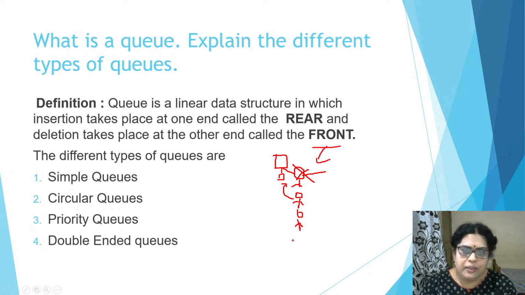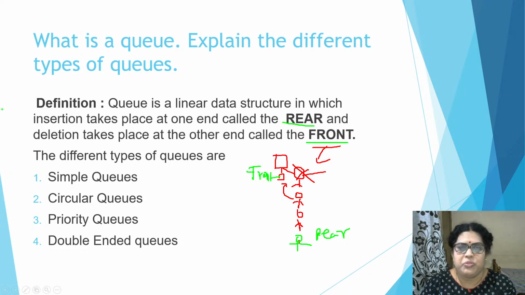Now if there is one more person who is going to join the queue, they are going to join at the end of the queue. The end of the queue is known as the rear of the queue. So queue is a linear data structure in which insertion takes place at one end called the rear and the deletion takes place at another end called the front. Please remember that movie theater with people standing in a queue, and then it is very easy, this answer, you can just write it down.